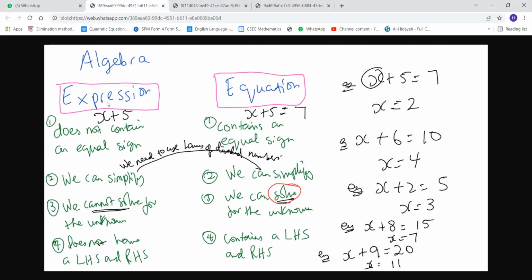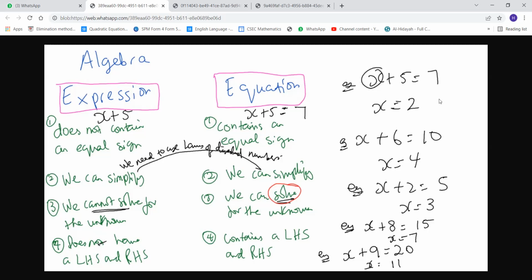An expression does not have an equal sign, and we can only simplify it. Once it has like terms, we can simplify and that is it. We can't go further than that. With the equation now, we can solve for the unknown.